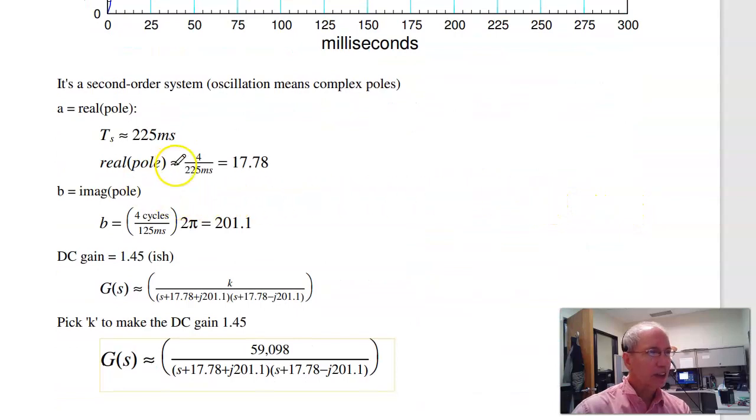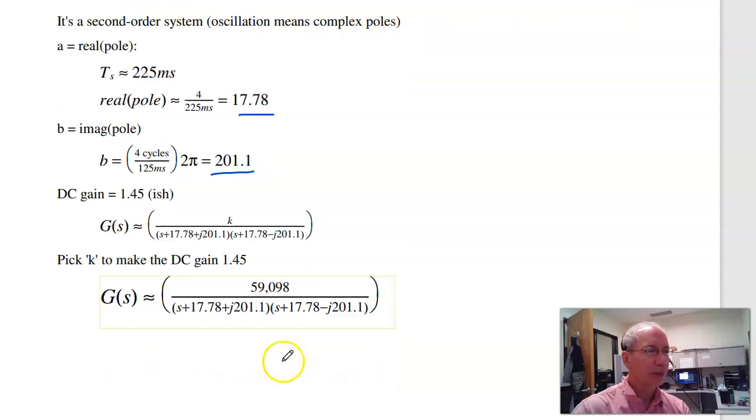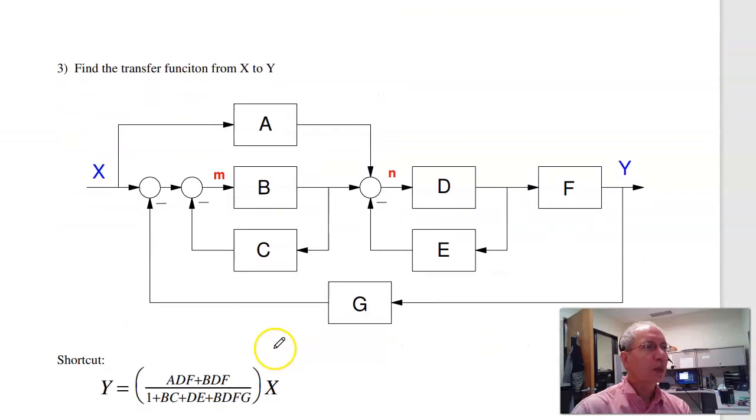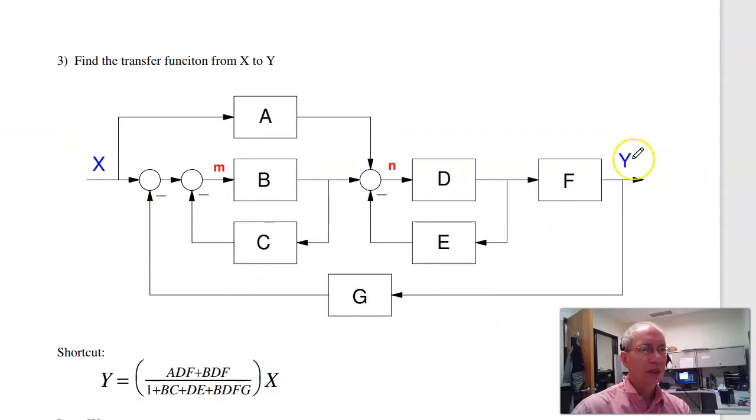So putting all that together, I get the real part of the pole, the complex part of the pole, and the DC gain. I guess I said 1.45. Make the numerator whatever it takes to make the DC gain 1.45. Problem 3. Find the transfer function from x to y.